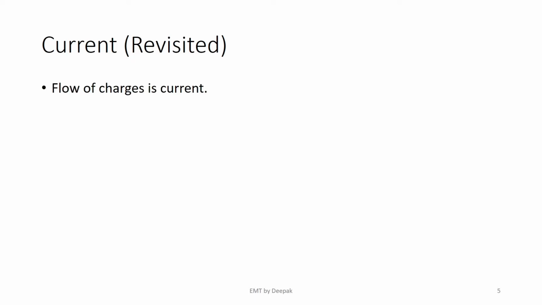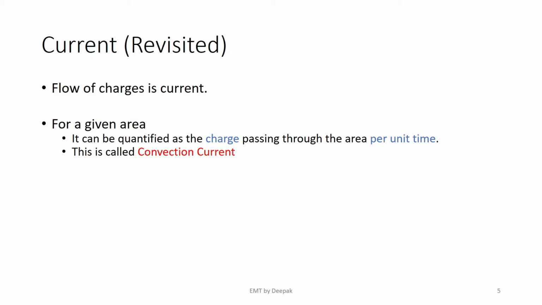Before we discuss any of that, let us revisit the concepts of current. Current is flow of charge. For a given area, it can be quantified as the charge passing through the area per unit time. This current is called convection current. Charge passing through the area per unit time. Thereby, I think you can understand that I is equal to dq by dt.